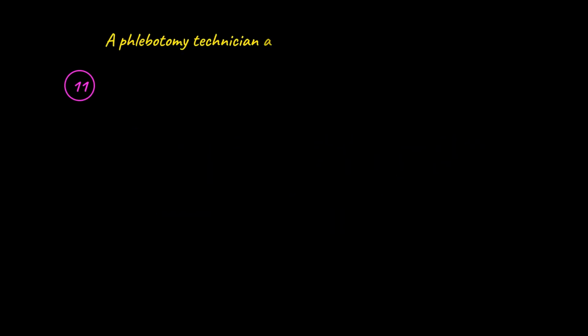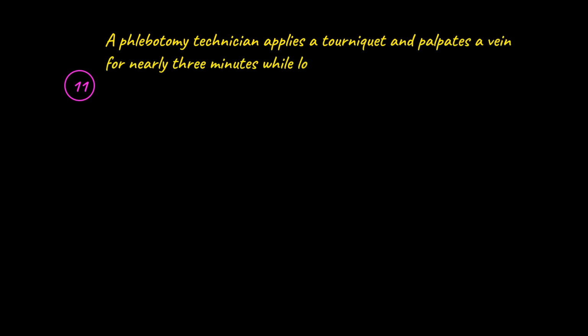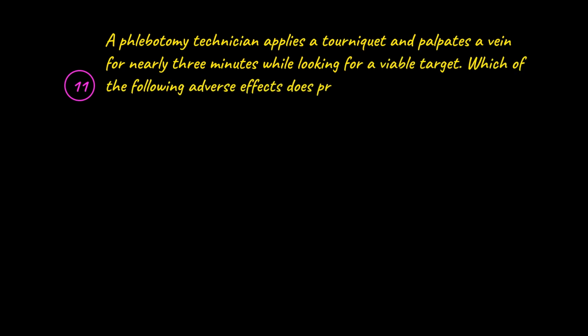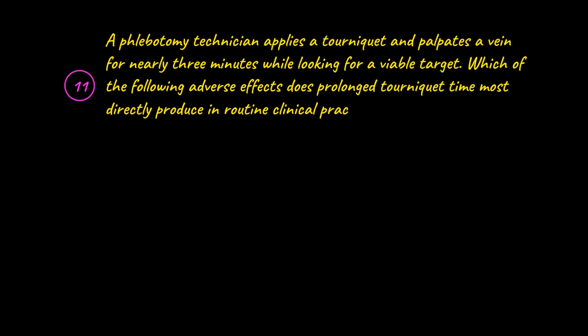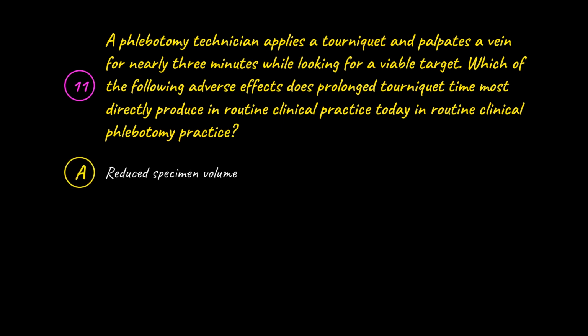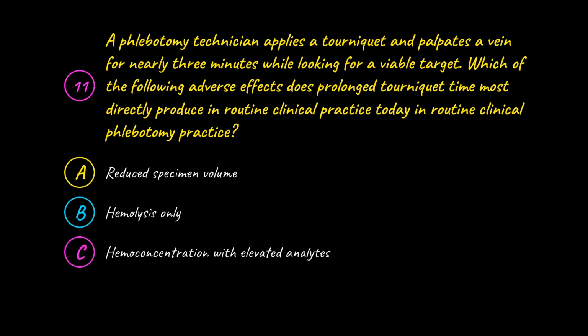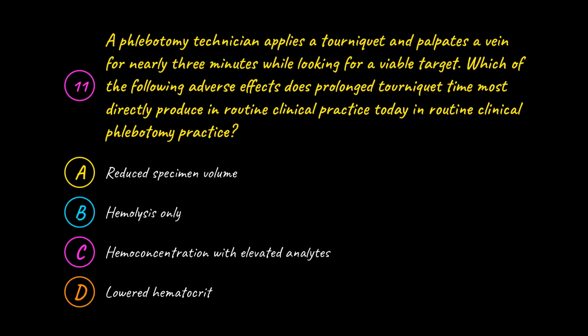Question 11. A phlebotomy technician applies a tourniquet and palpates a vein for nearly 3 minutes while looking for a viable target. Which of the following adverse effects does prolonged tourniquet time most directly produce in routine clinical phlebotomy practice? Your options are A. Reduced specimen volume, B. Hemolysis only, C. Hemoconcentration with elevated analytes, D. Lowered hematocrit. Before I reveal it, which one do you think is right?